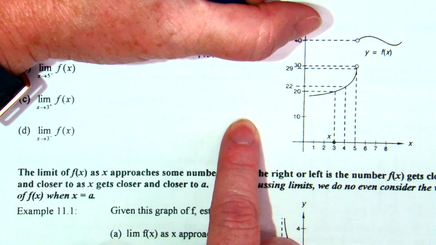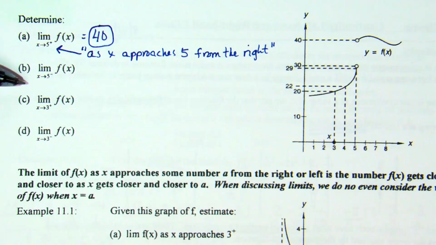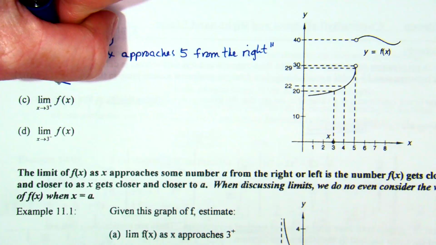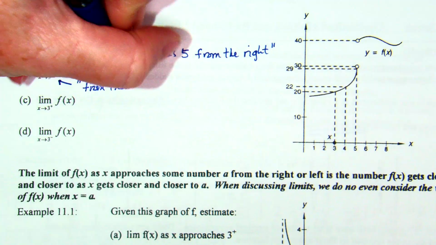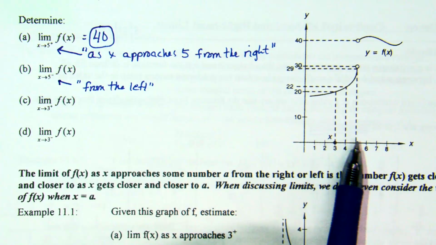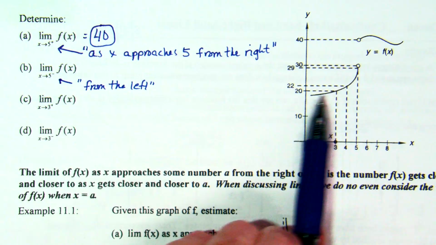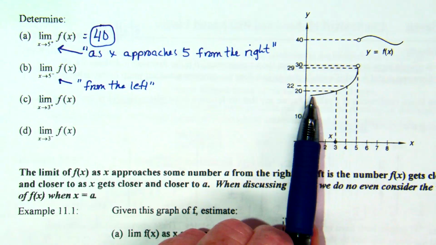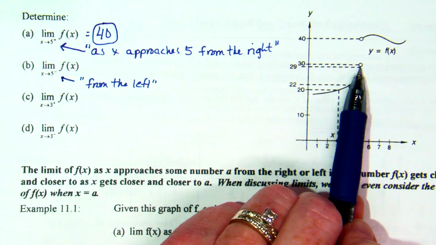Okay, so what's different about B? Limit as x approaches 5 from the negative side, which is the left. So this is going to be from the left. Okay, so here's my x value 5. This time I'm looking at the left piece, yes? As we approach from the left, as I get closer and closer to the x value of 5, what's my y value doing? 30.